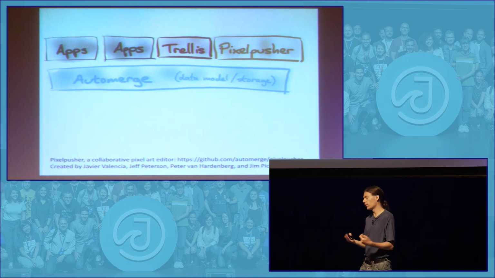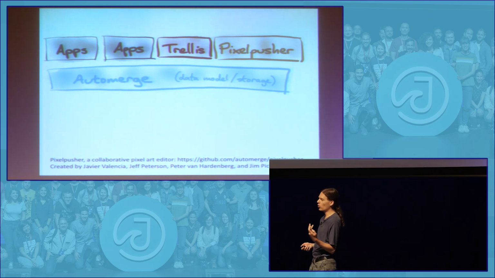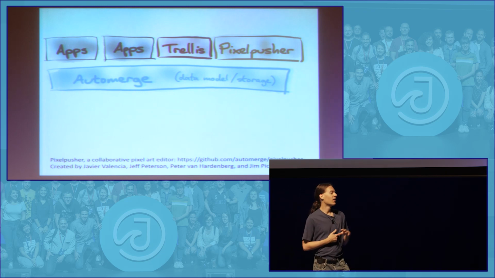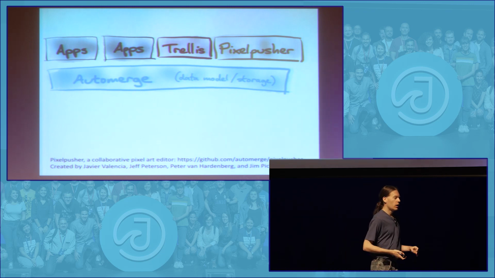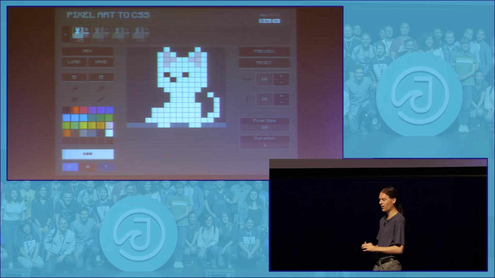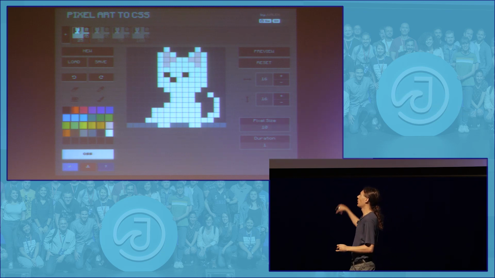Now, that was one example. Another example that we built, we call Pixel Pusher. This is kind of hilarious, but it's nice and not too serious. It's a pixel art editor, like coarse-grained bitmap art for retro gaming style graphics. And here's, for example, a picture of a cat, which is waggling its tail.